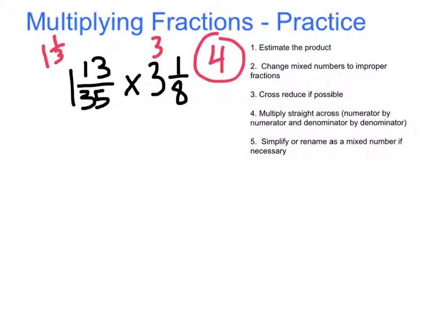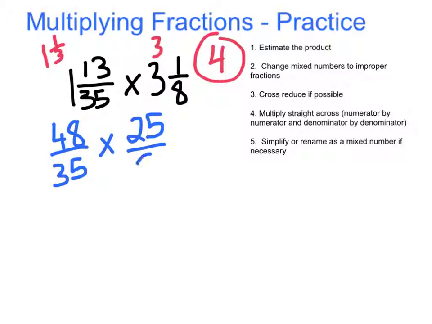Alright, so let's go through this. We're going to change our mixed numbers to improper fractions. So I'm going to multiply 35 times 1 is 35 plus 13 is 48. Again, keeping my denominator the same, 35. And 3 1/8, I'm going to multiply the denominator, 8 times 3. The whole number here is 24, plus 1 is 25. And again, keep that denominator the same.